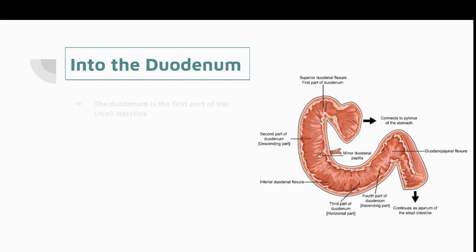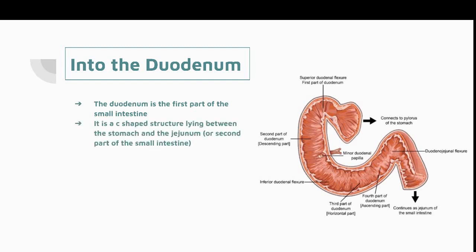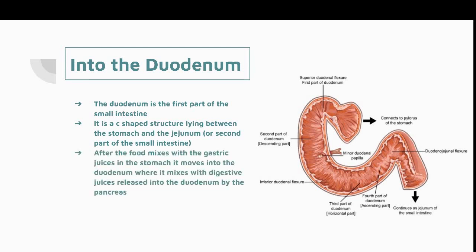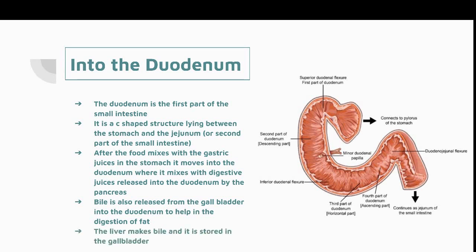Into the duodenum. The duodenum is the first part of your small intestine. It is a C-shaped structure lying in between the stomach and the jejunum. After the food mixes with the gastric juices in the stomach, it moves on to the duodenum, where it is mixed with digestive juices released into the duodenum by the pancreas. Bile is also released from the gallbladder into the duodenum to help in the digestion of fat. The liver makes bile and it is stored in the gallbladder.